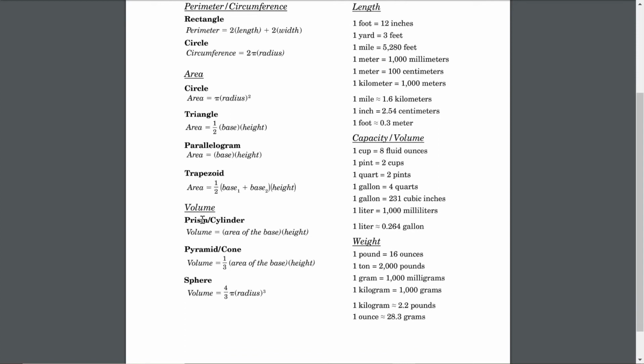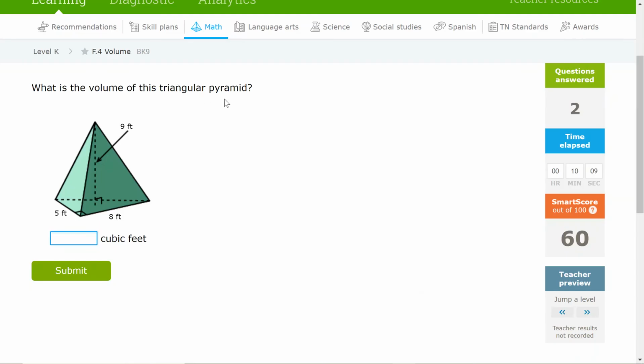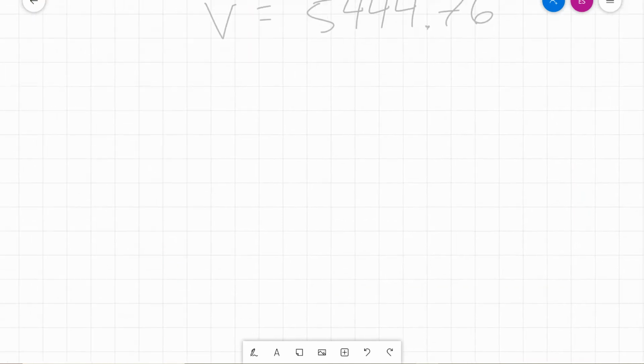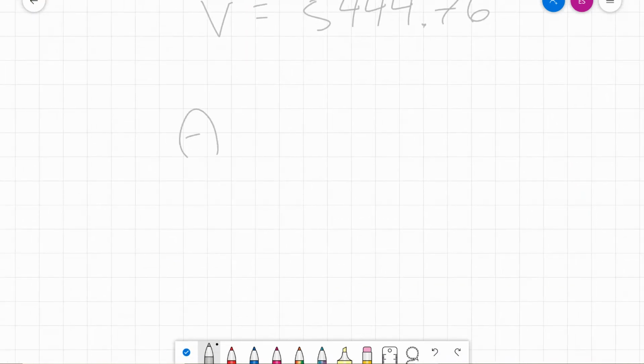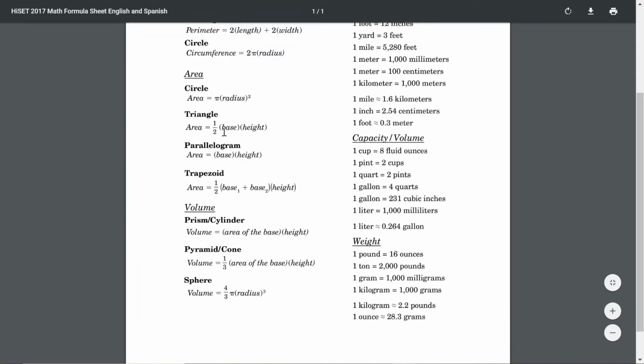All right, so the volume of a prism is the area of the base times the height. Oh, no, pyramid. That's what we have. So we have a pyramid, don't we? Yes, we have a triangular pyramid. So it's going to be 1/3 times base times height. And the area of our base is going to be the area formula for a triangle. Go back to that formula sheet. Area of a triangle is 1/2 base times height.